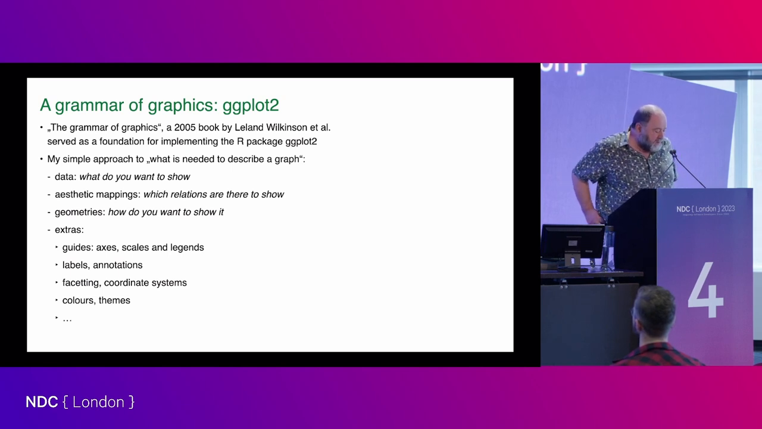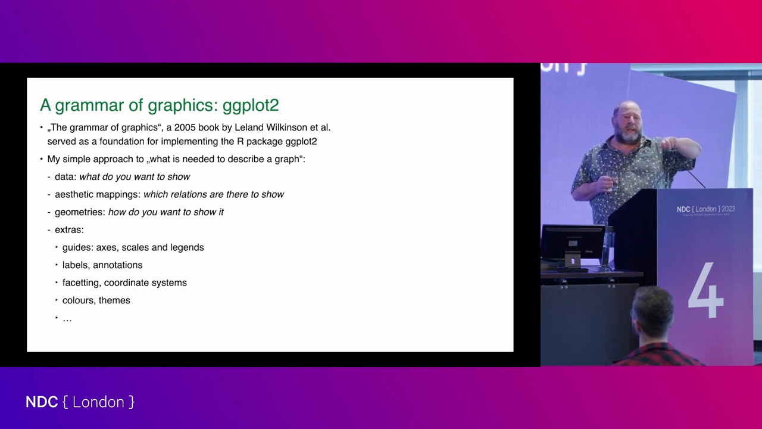Then you always have to specify a geometry. So what do you want your visualization to look like? Do you want a scatter plot or a bar plot or a line graph or whatever? There are endless possibilities. And then you've got extras you can play around with. Of course, you can fiddle with the axes and the labels and change the colors and the themes and all of that. That goes on top of it. And there's a lot you can add to that.